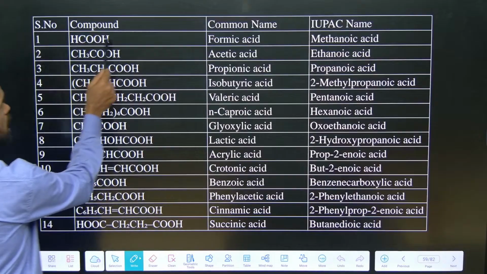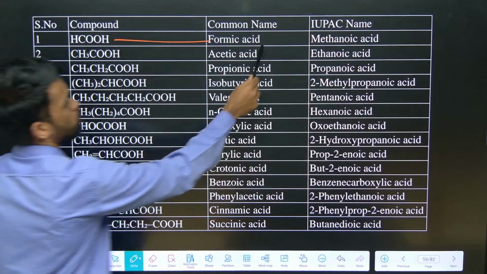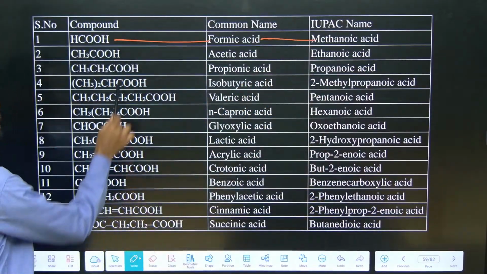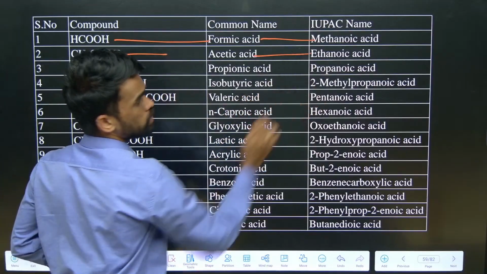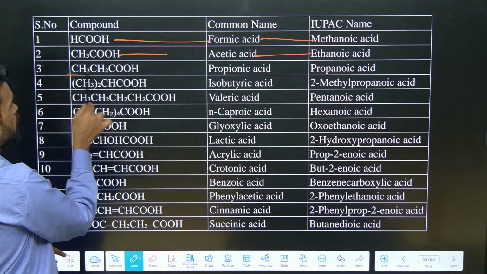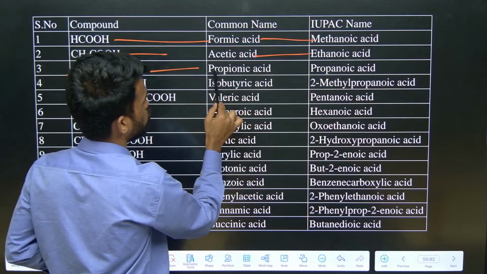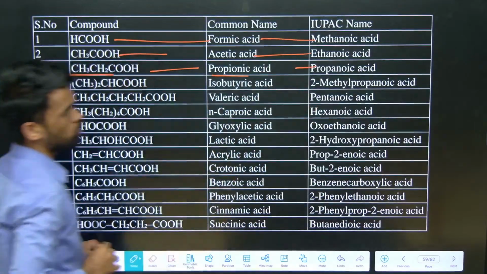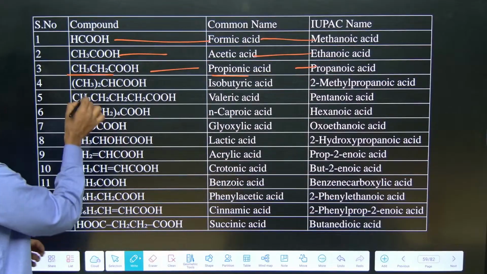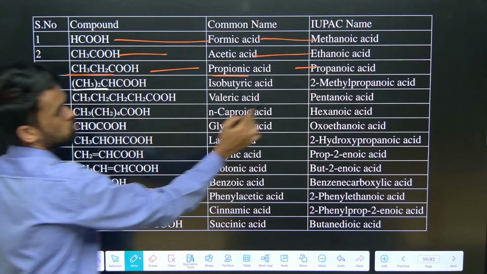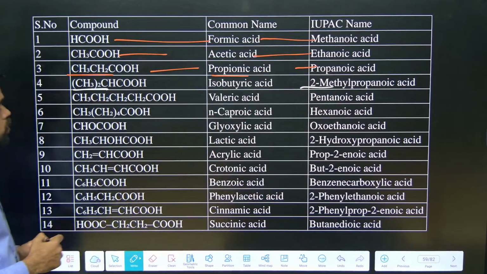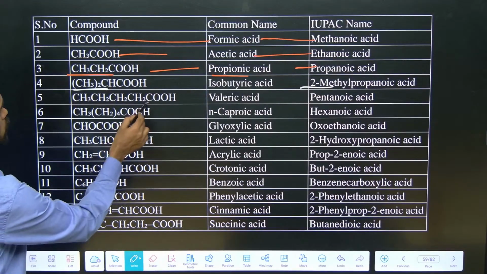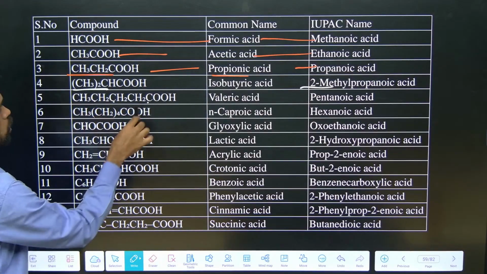See, formic acid means HCOOH, IUPAC name is methanoic acid. Okay, acetic acid, ethanoic acid, we just discussed. Propanoic acid means 3 carbons, right? Propanoic acid is the common name. Propanoic acid is the IUPAC name. Isobutyric acid, so 2-methyl propanoic acid here. Okay, then next here 1, 2, 3, 4, 5. See how many carbons are there?